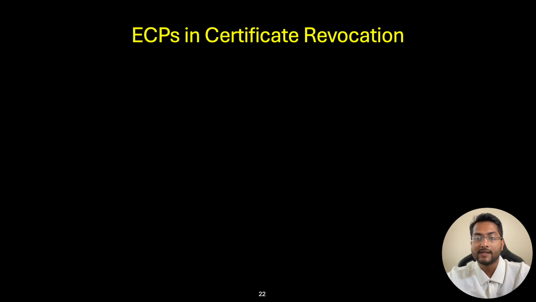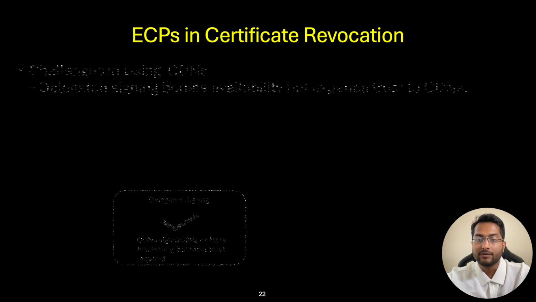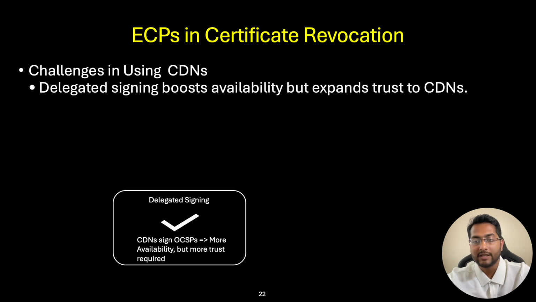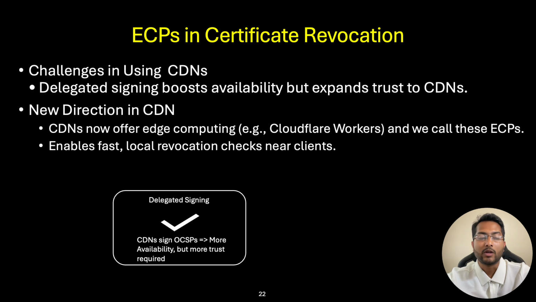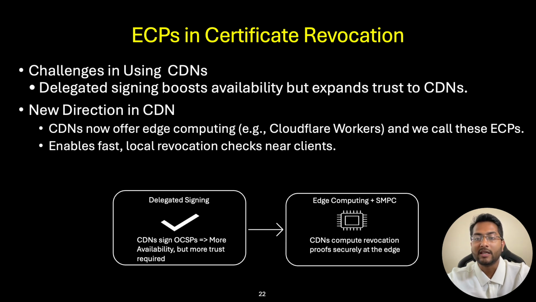I already showed you that CAs rely on CDNs to distribute CRLs or OCSP responses. But the challenge here is, for example, if the CA provides the signing capability to the CDNs, there is definitely expansion of trust to the CDNs. And the good news about the CDNs is that they now provide edge computing, and we call these edge compute providers in our AccuRevoke system. These ECPs allow us to do revocation checks very fast and near to the clients. So they will be used in the AccuRevoke model for generating the witnesses very fast.